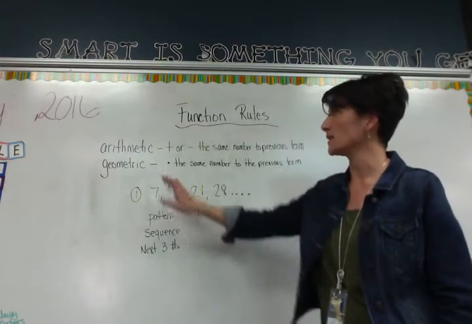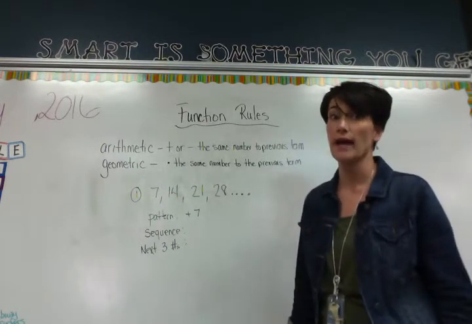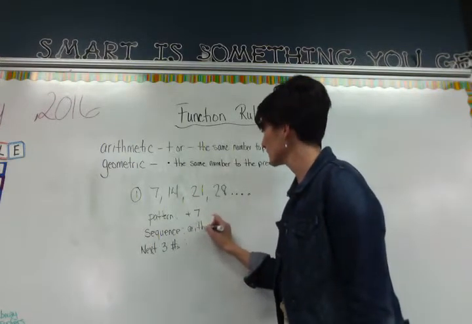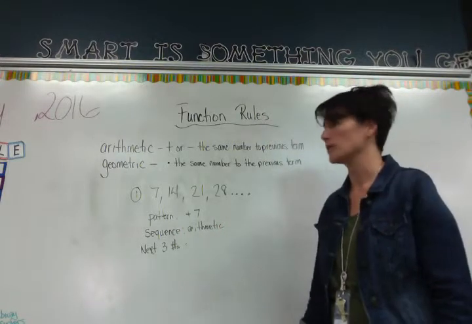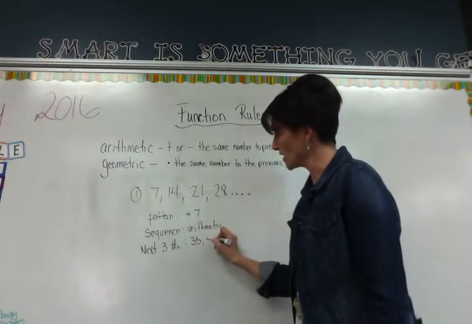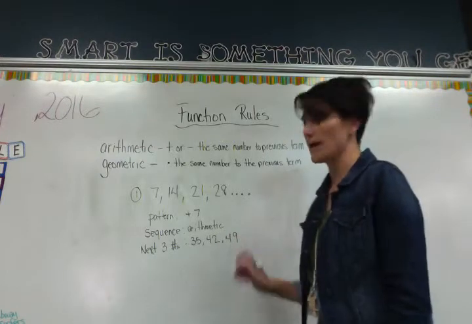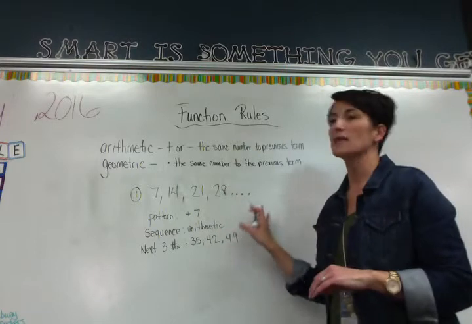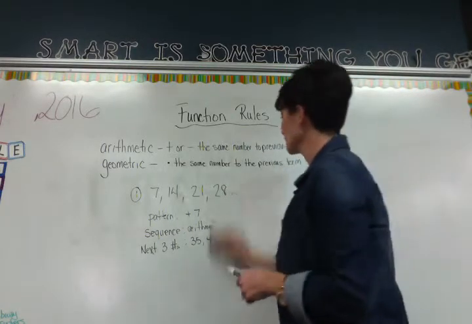All right, so is my sequence arithmetic or geometric? Well, arithmetic says adding the same number, so I'm thinking it's arithmetic. And now I just have to figure out the next 3 numbers. I add 7 to 28, and I get 35. Then I get 42 because I'm adding 7 to 35. And then I get 49. Pretty simple, right? You've been dealing with arithmetic and geometric patterns for quite some time. So let's get into a harder one. Let's try number 2.